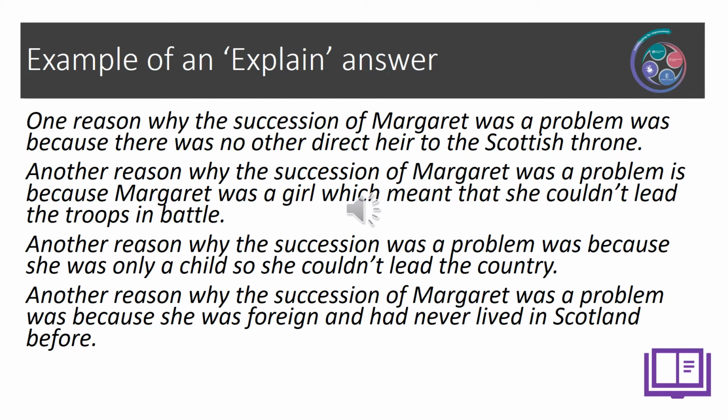On the screen in front of you, you can see an example of an explain answer. Reading through it with you, one reason why the succession of Margaret was a problem was because there was no other direct heir to the Scottish throne. Another reason why the succession of Margaret was a problem is because Margaret was a girl, which meant that she couldn't lead the troops in battle. Another reason why the succession crisis was a problem was because she was only a child, so she couldn't lead the country. Another reason why the succession of Margaret was a problem was because she was foreign and had never lived in Scotland before.